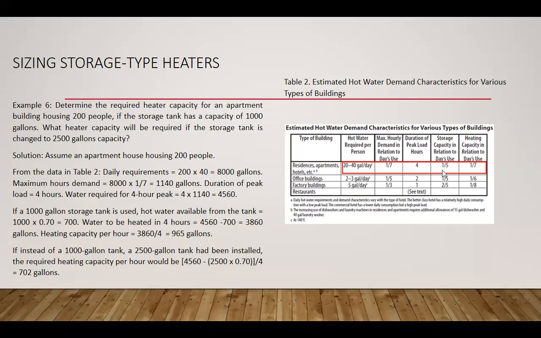Pag daily ito. Yan. So if instead of a 1,000 gallon tank, a 2,500 gallon tank has been installed, the required heating capacity per hour would be 4,560 minus 25 times 0.7 divided by 4, which is 702 gallons per hour.